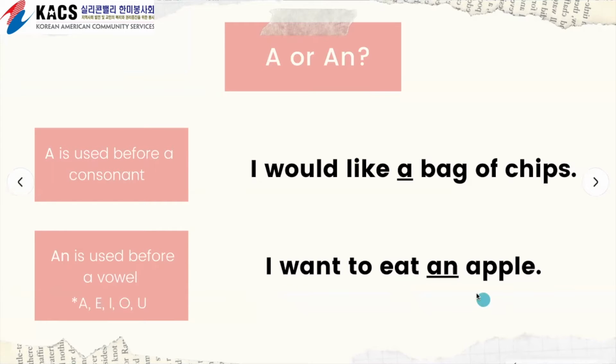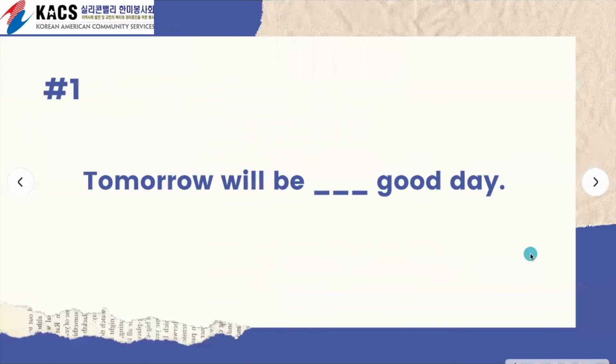First thing we do is to look at the word right after, which is the word apple. And apple begins with the letter A, which is a vowel. So this is why we would use the word an. So I want to eat an apple. Let's move on to the first problem.